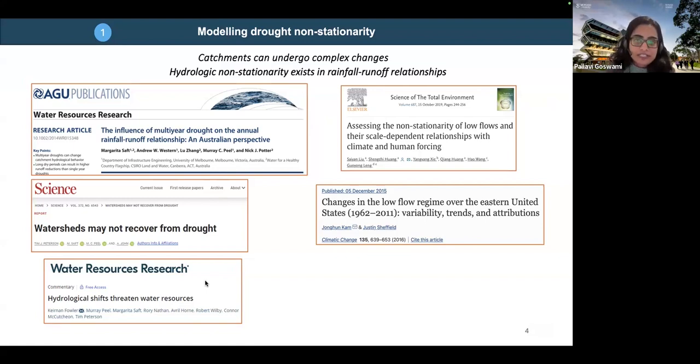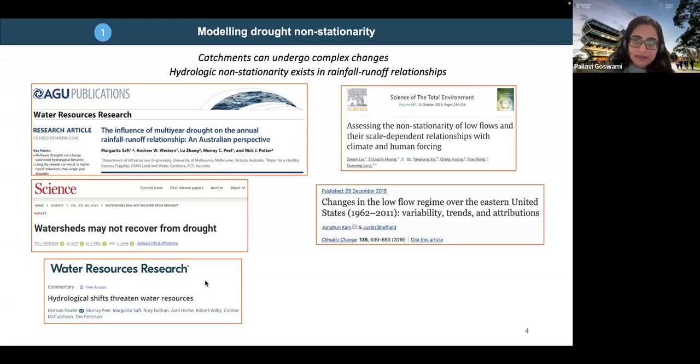So the idea of non-stationarity is basically to see if a given variable changes with time. This is also motivated by a lot of studies that were done on the Millennium Drought, which was an unprecedented drought that lasted for 13 odd years here in Southeast Australia. And the studies that were focused on the Millennium Drought brought to light that catchments can behave in very complex ways. And there is inherent non-stationarity in the way the rainfall runoff relationship gets modified because of these meteorological droughts.